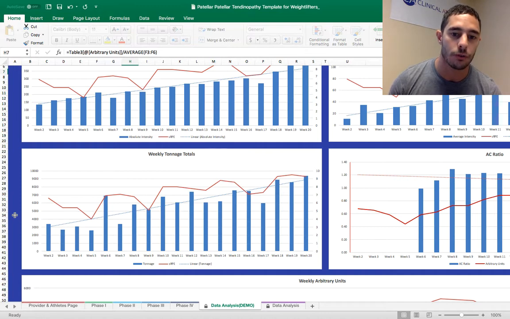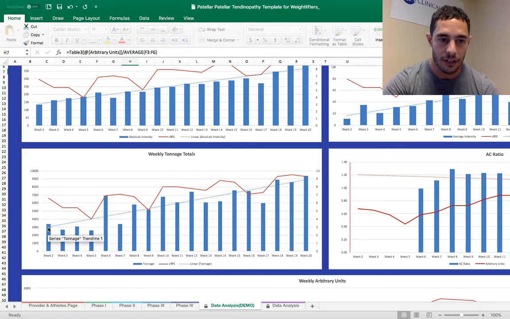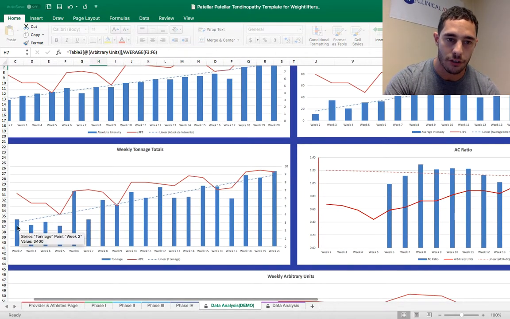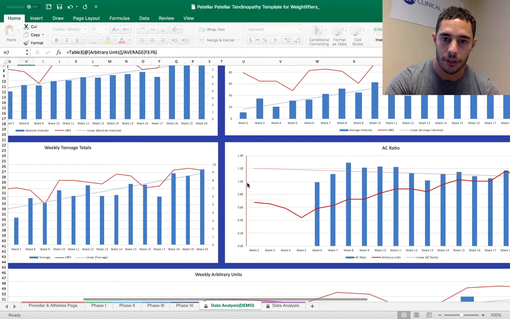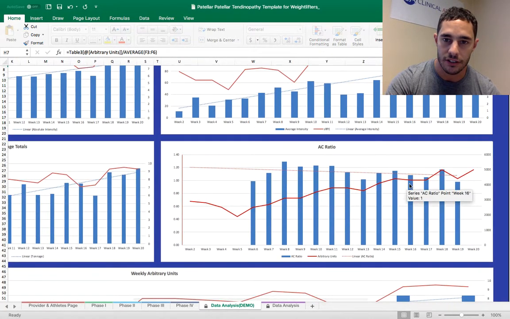Tonnage is just volume of work. So it's sets times reps times load. And so that's going to fluctuate based on whether the goal is to build volume, to build more sets and reps within a given intensity, or to build intensity. And then this blue dotted line that you see on every graph as well is just a trend line. So it'll automatically turn blue if the trend is up, and it'll turn red if the trend is down.